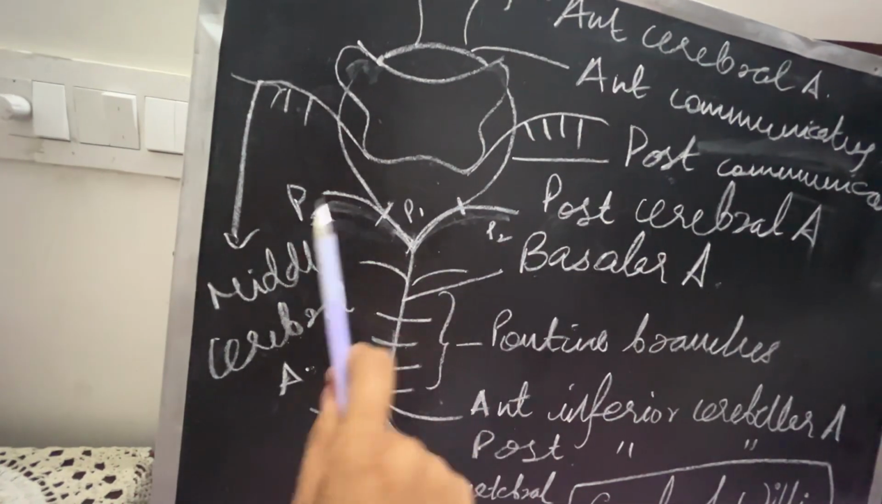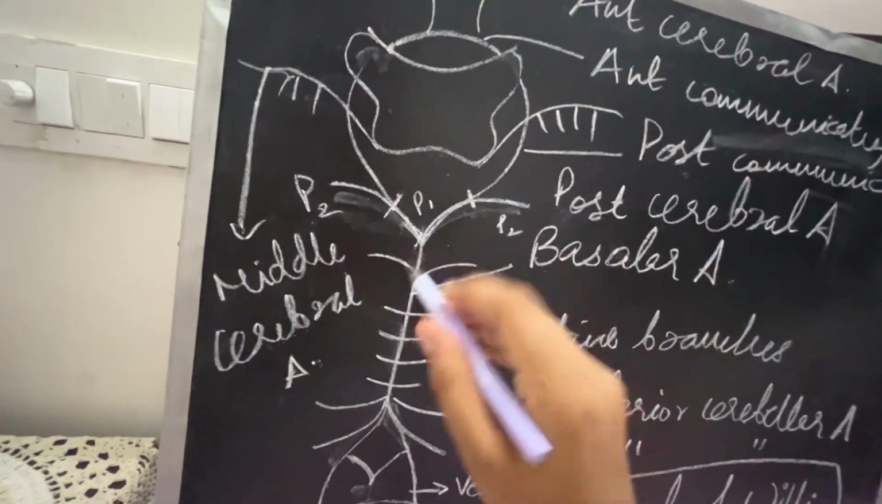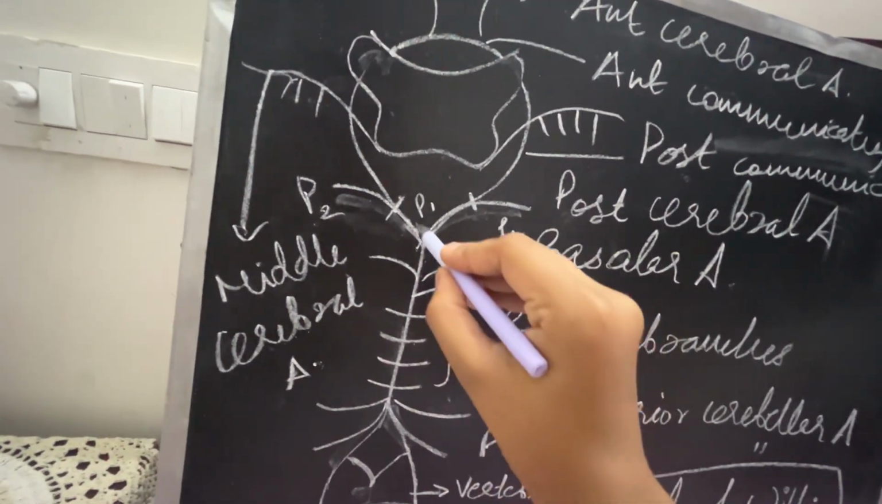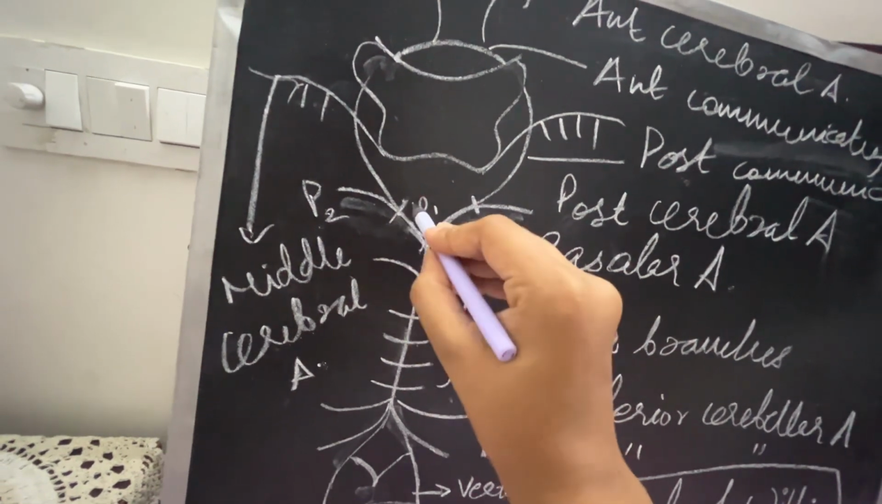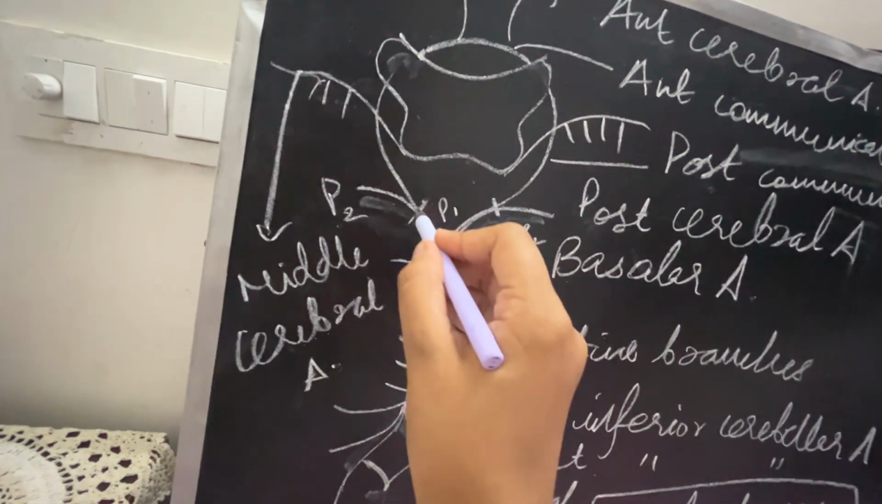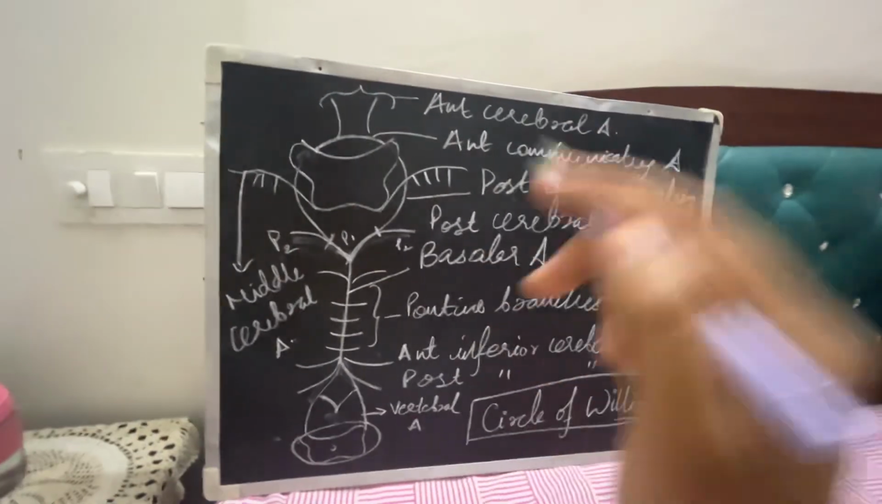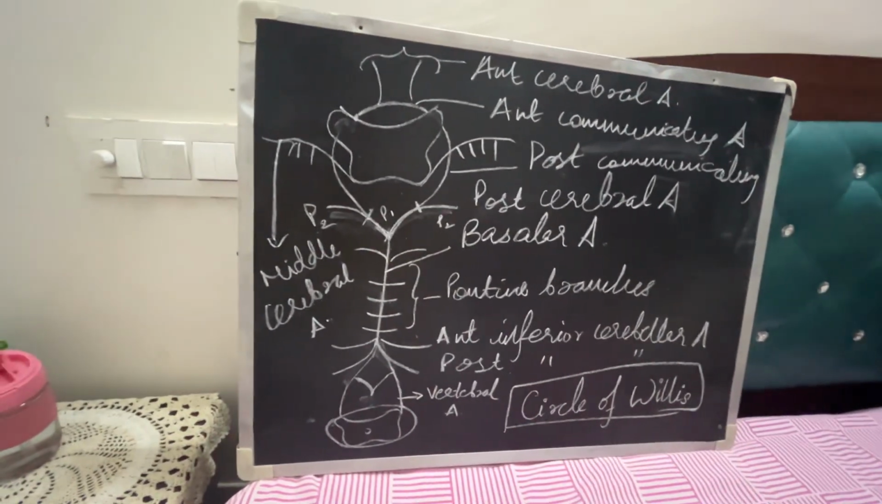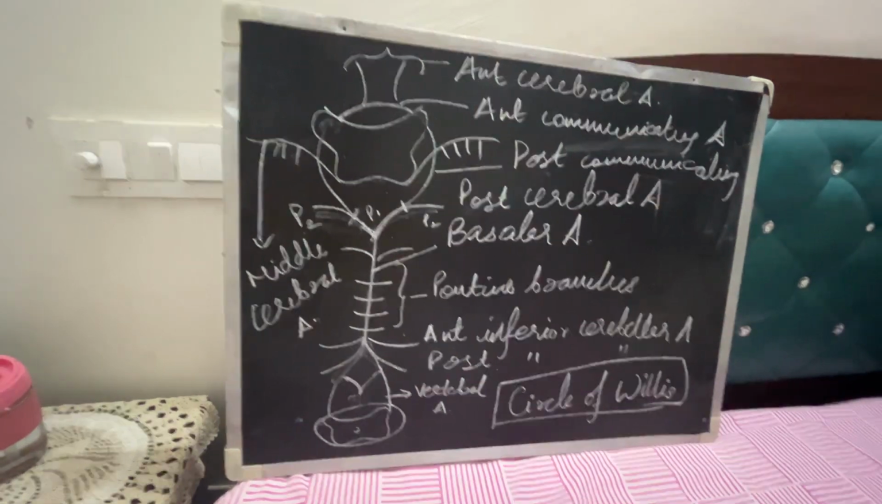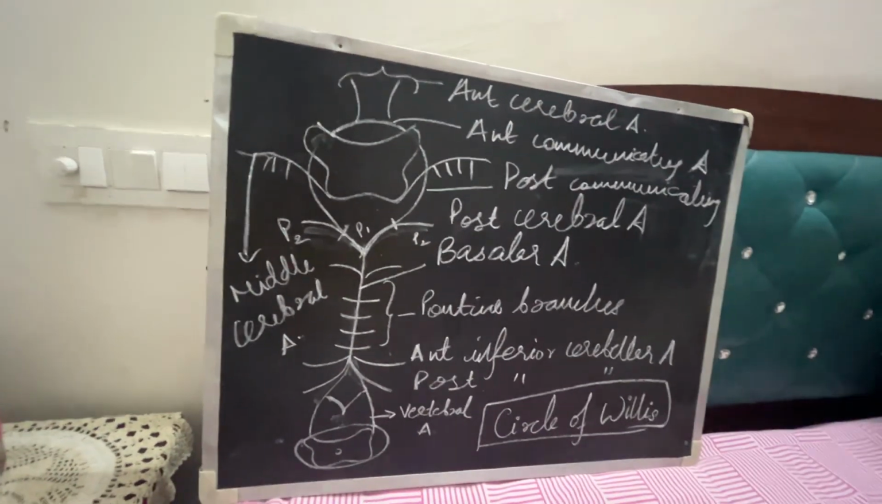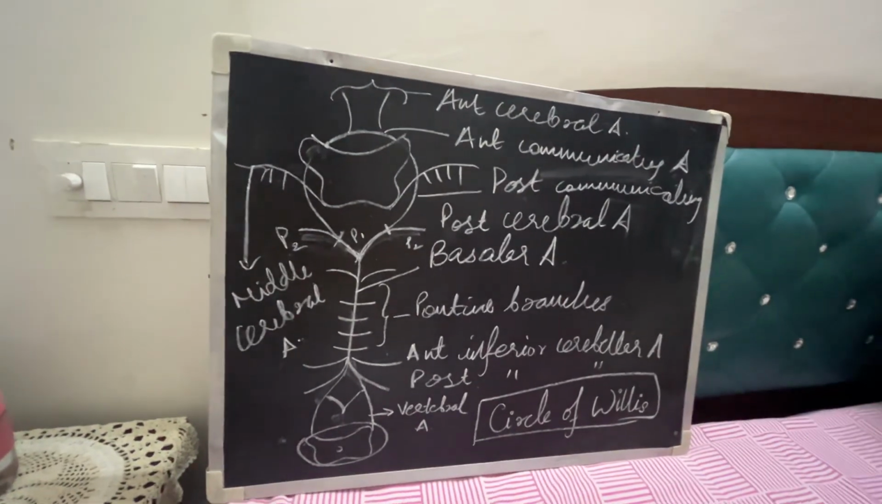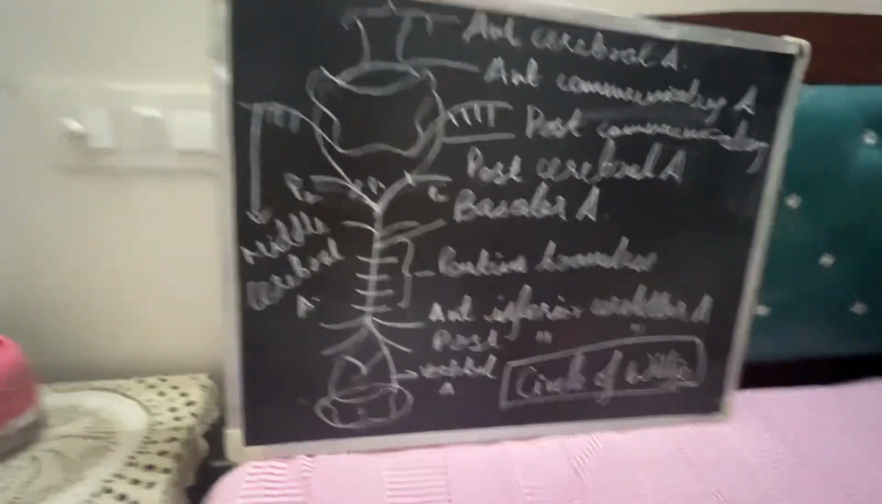I have written P1 and P2 because the blood supply here is P1 in this area. After that, it is supplied to this P2 area. So the Circle of Willis is very important because when we study stroke, we should know which artery supplies blood to which particular part.